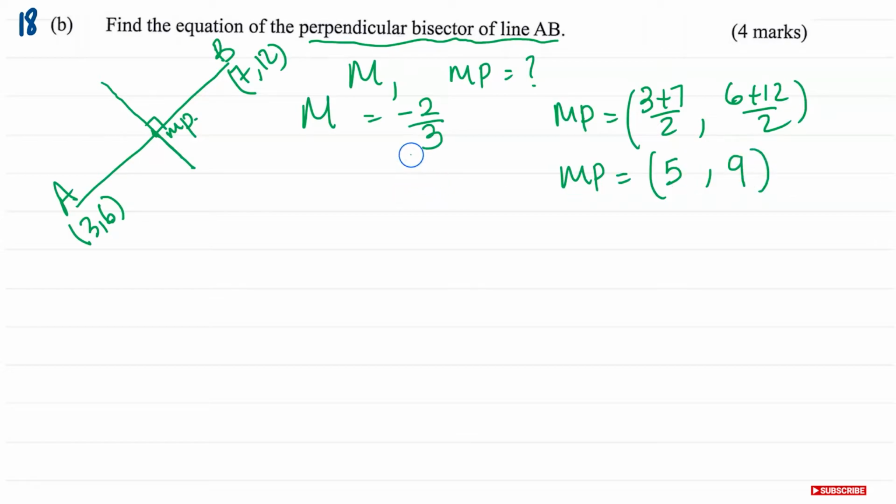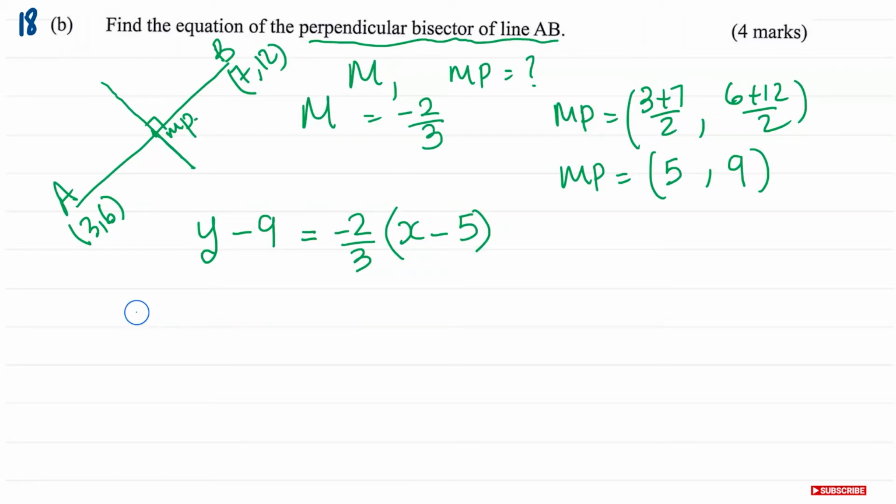So now we have the gradient, and we have the midpoint for this line here. That means we can find the equation of this perpendicular bisector. We can use the same method. We can say y minus y1, which in this case is 9, equals our gradient, which is minus 2 over 3, and then in here we have x minus x1, which is going to be 5.